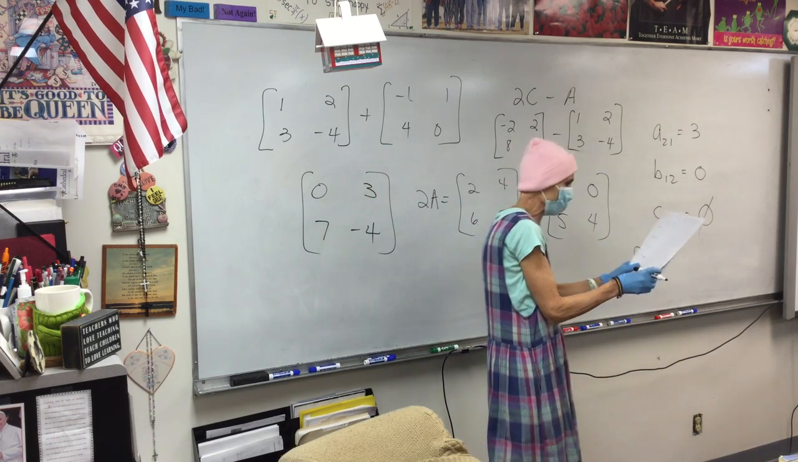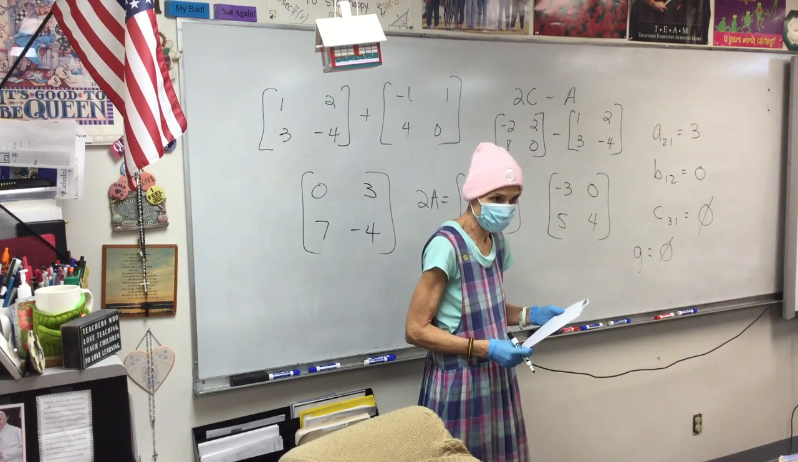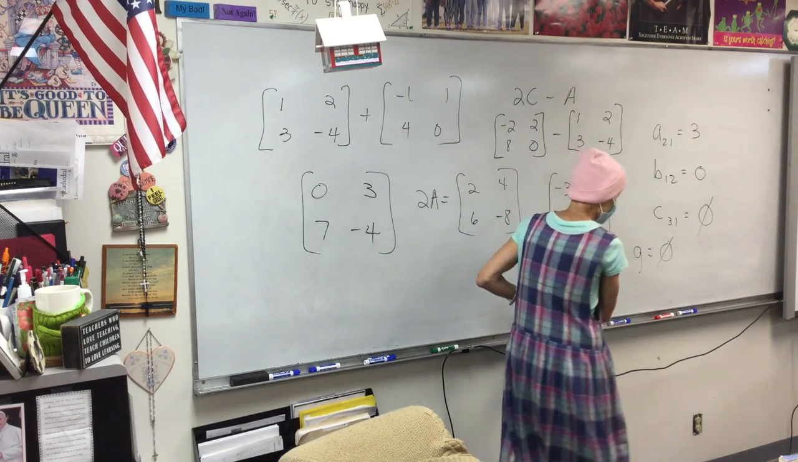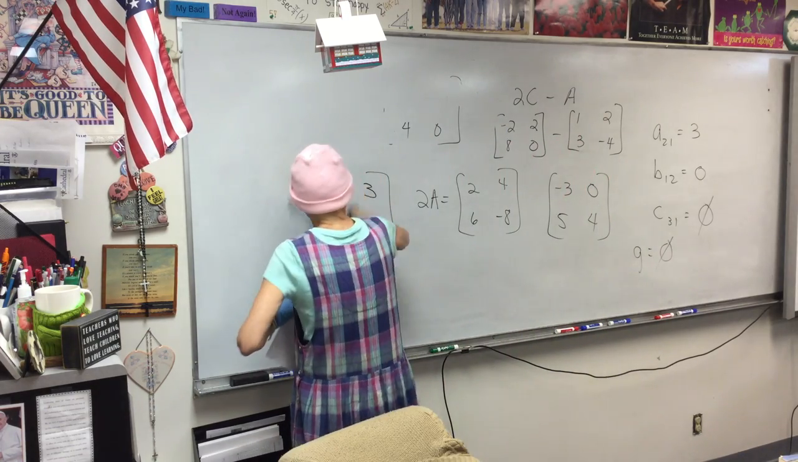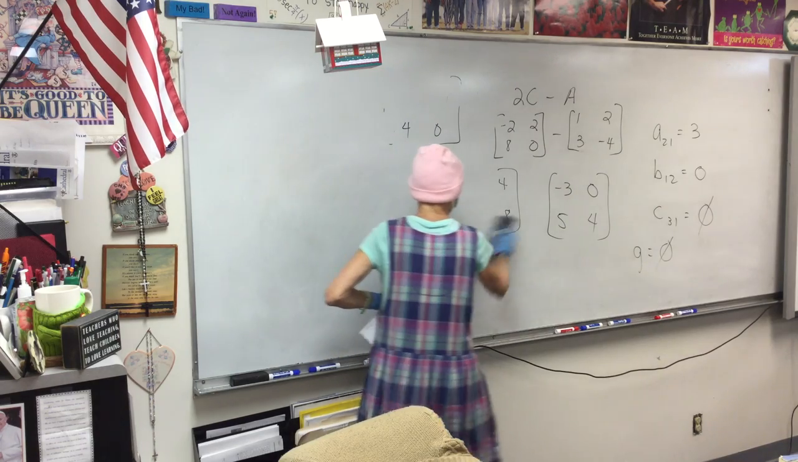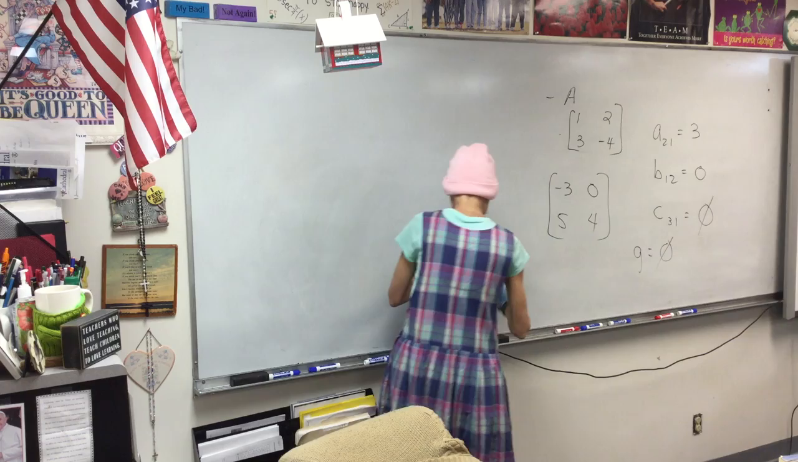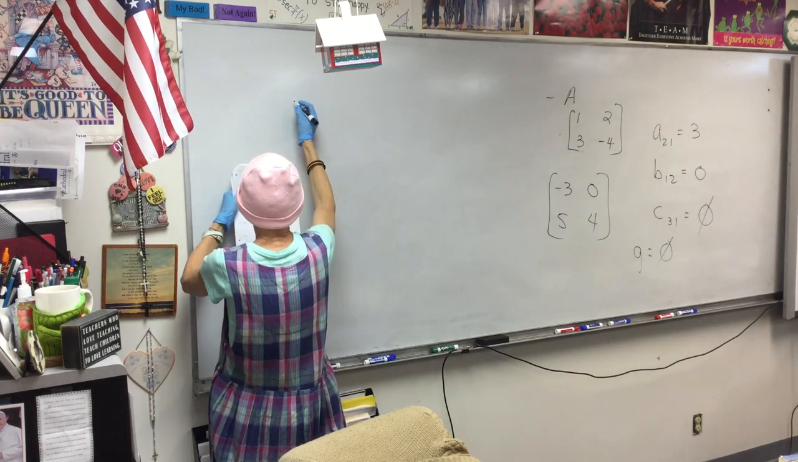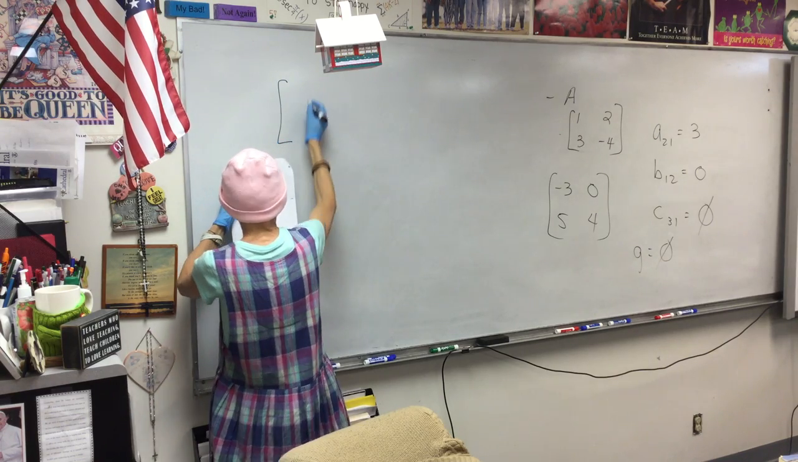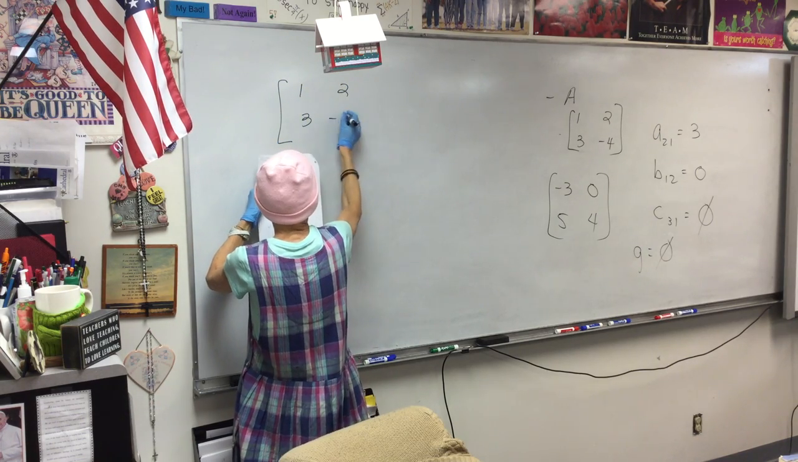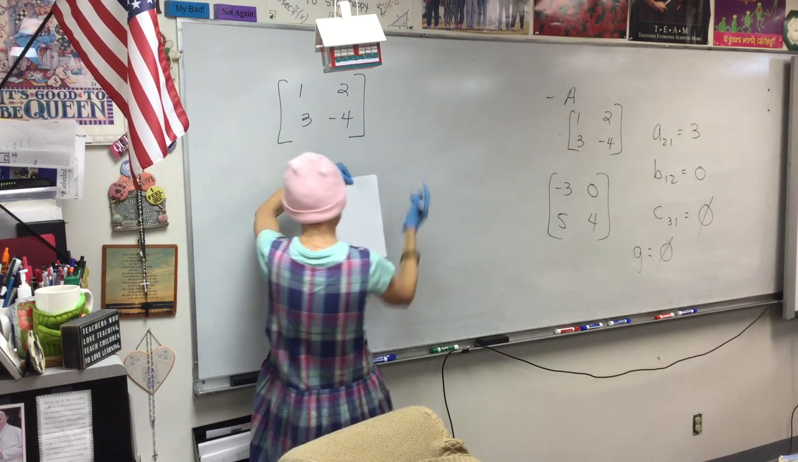All right, now look at the next page. We are going to talk about multiplication now. This is a little bit tricky. The rule for multiplication is different than addition. So I'm going to write down matrix A, which I'm going to come over here and get. That's A. And then F.